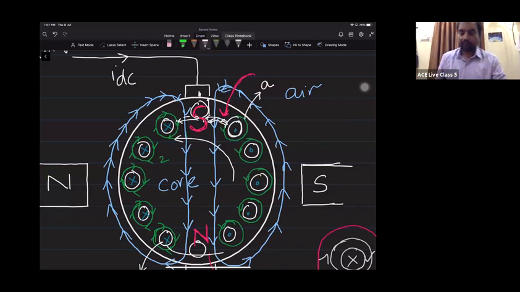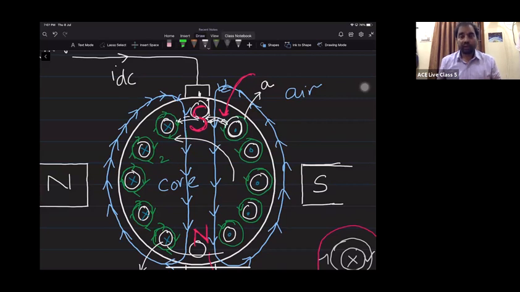Right, done. So now how many electromagnets are there? How many magnetic fields are there? You can see there are two magnetic fields. So the first answer is over. So for the production of torque, how many magnetic fields are required? Two magnetic fields are required.